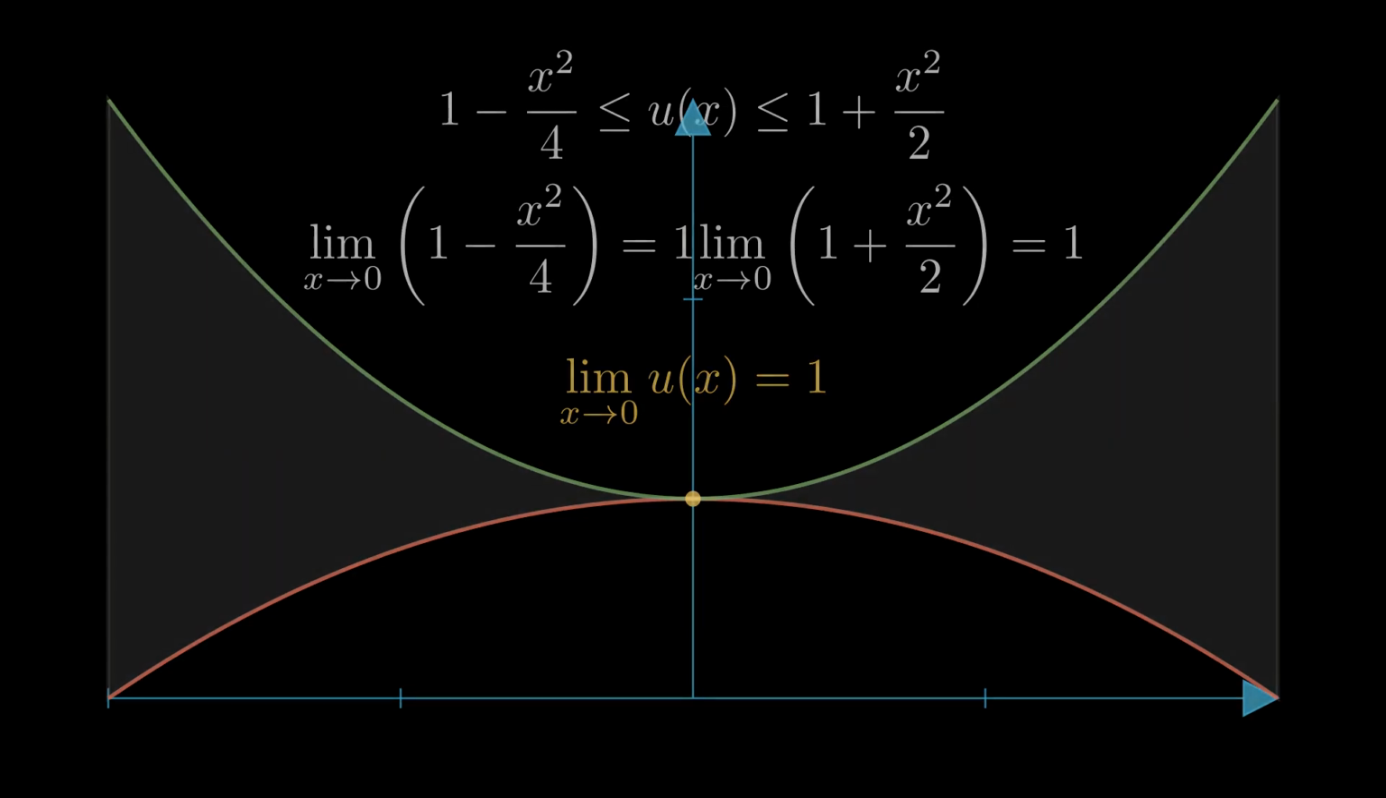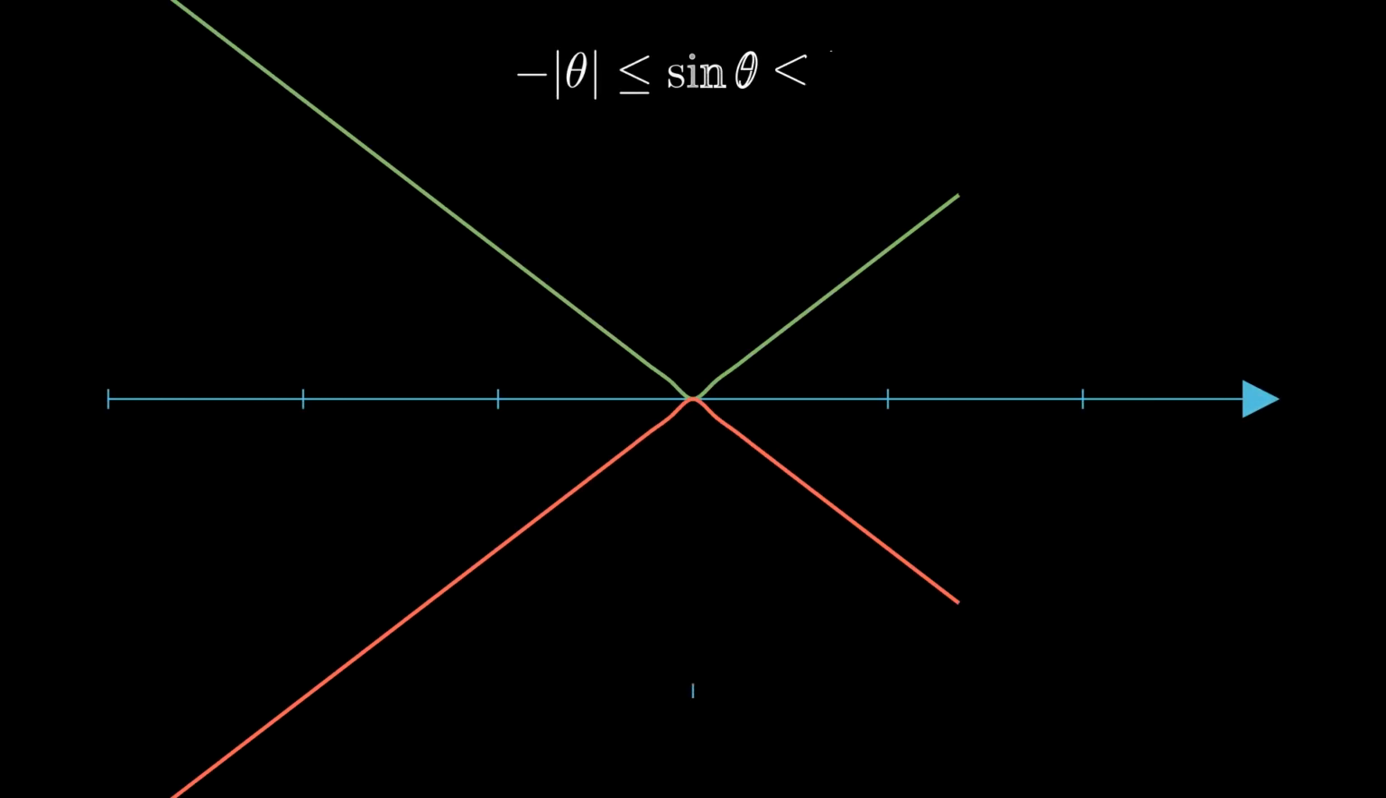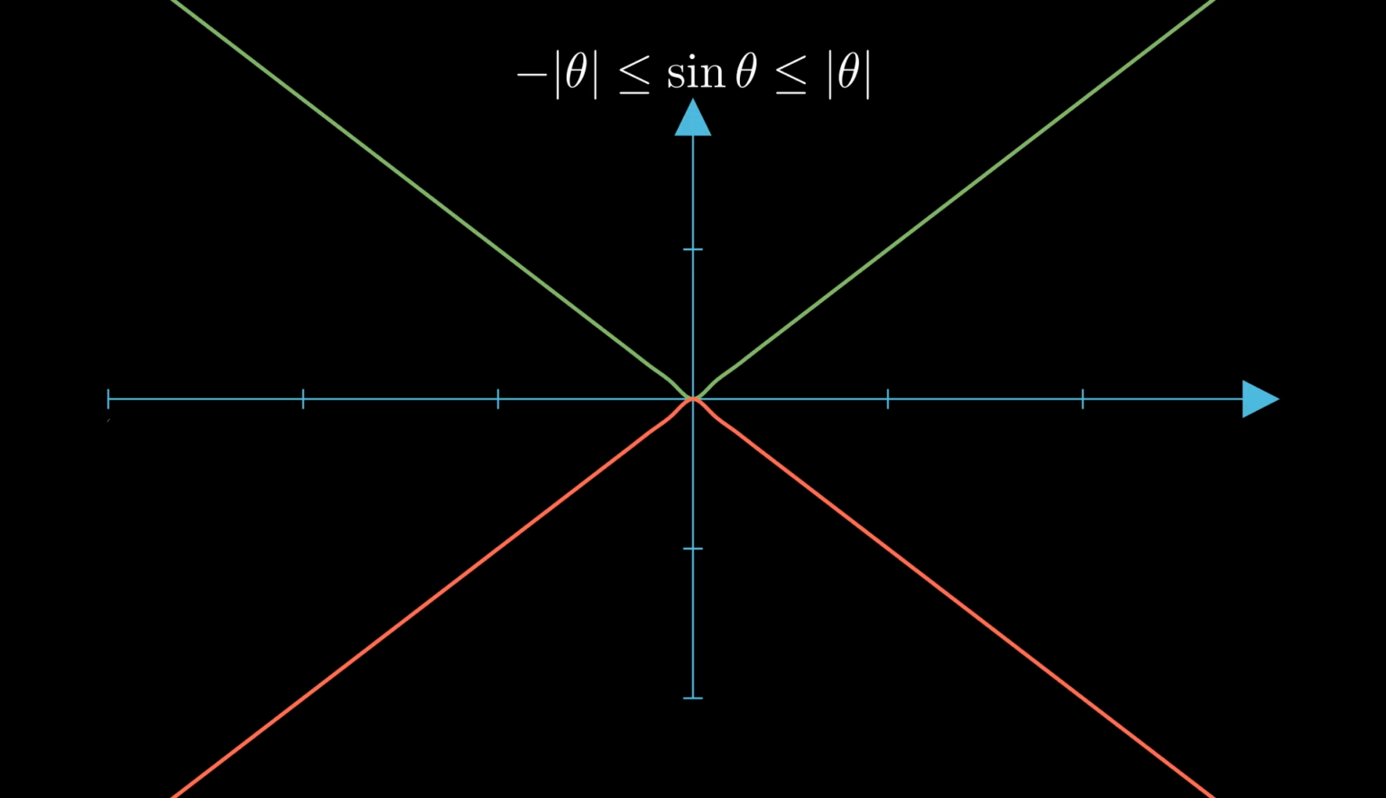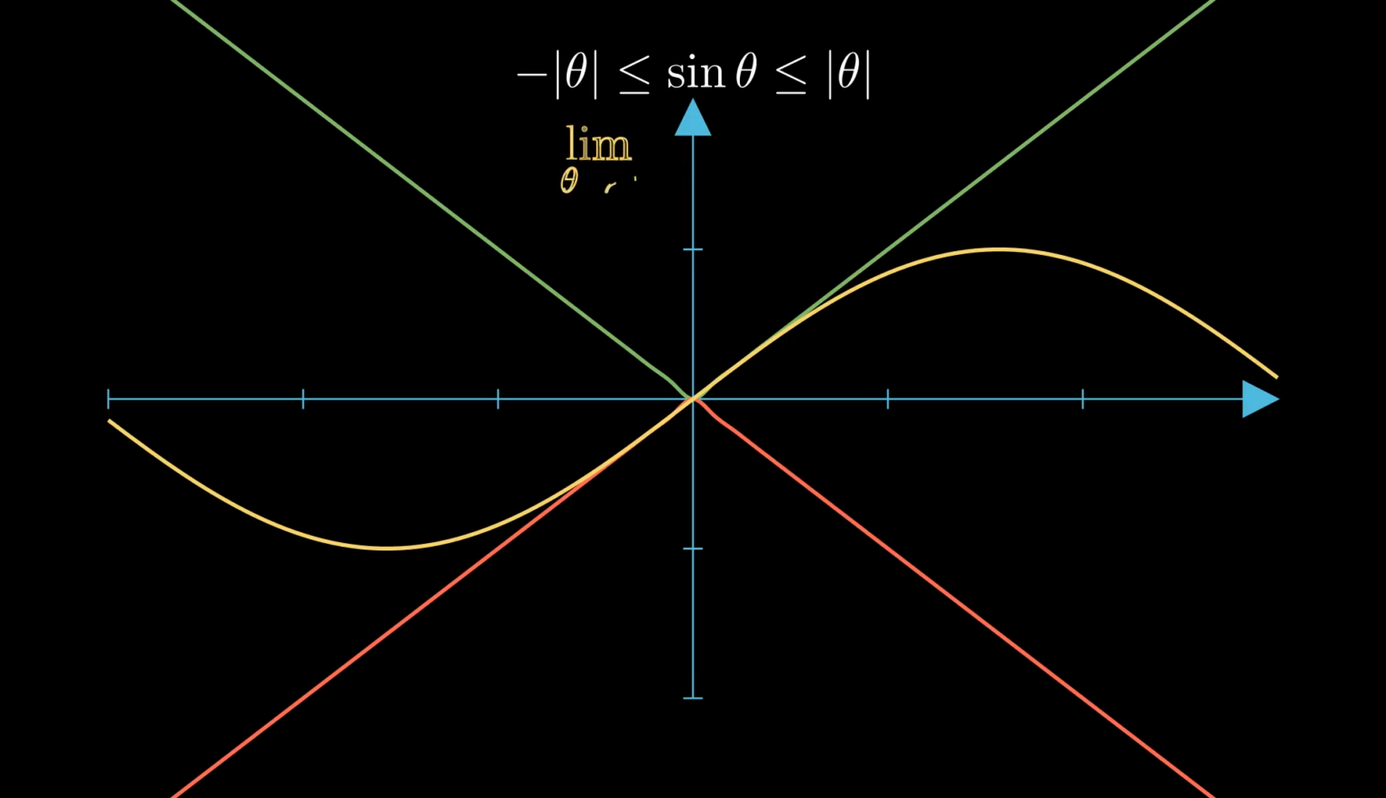Now, the sandwich theorem is also very powerful for proving fundamental trigonometric limits. For instance, sine of theta is always bounded between negative absolute value of theta and positive absolute value of theta. Because both bounding functions approach 0 as theta approaches 0, the limit of sine theta as theta approaches 0 is proven to be 0.